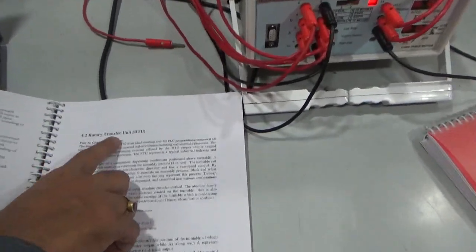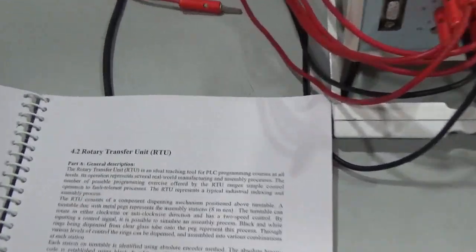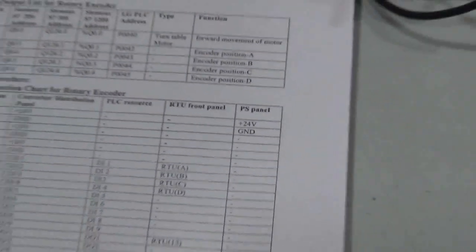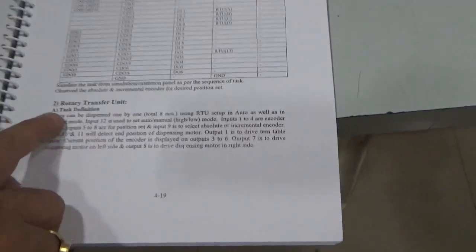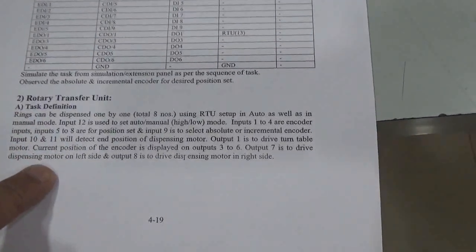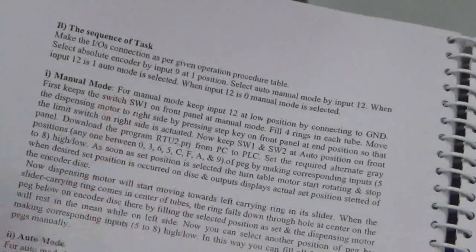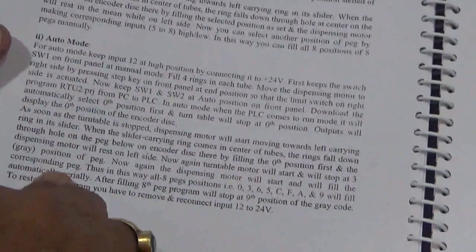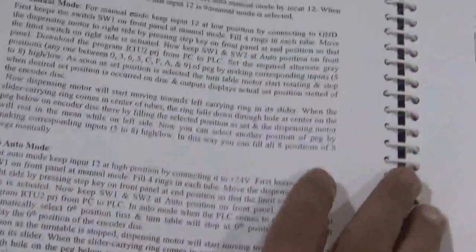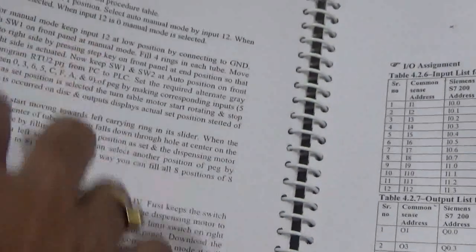This is the Rotary Transfer Unit, RTU. This is the fundamental description, where the task definition is given here, and the sequence task for manual mode as well as auto mode. We will first study manual mode, then we will study auto mode.